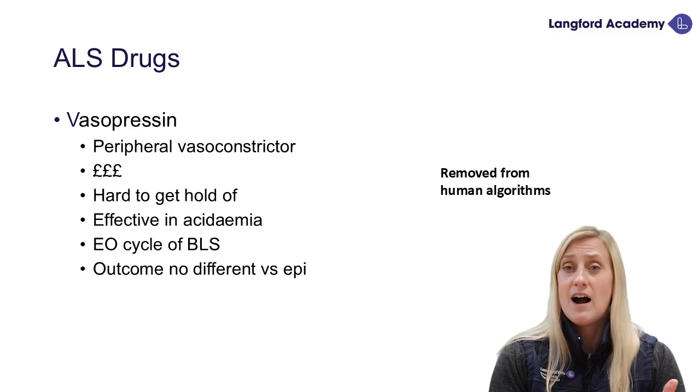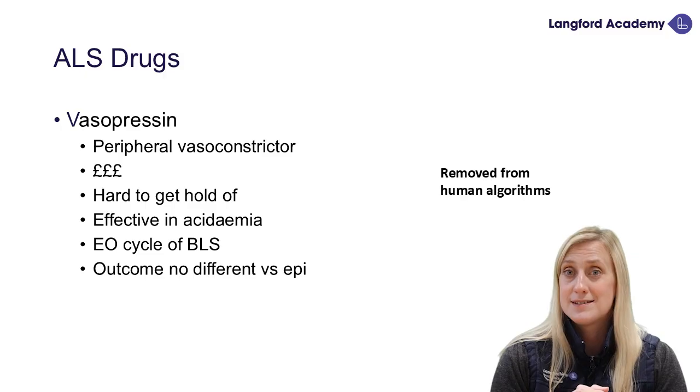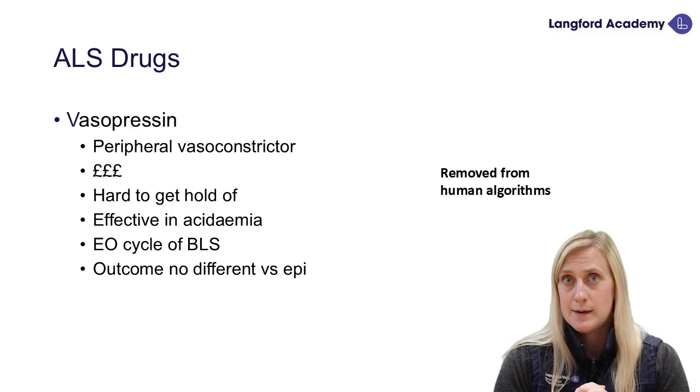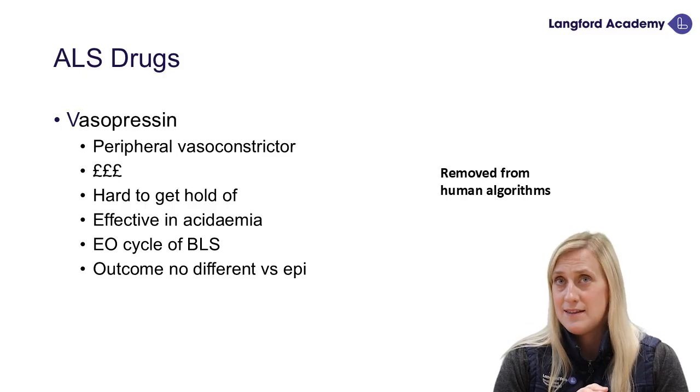Obviously, our patient's arrested, so they're very acidic. They have very high lactates. We're perfusing them by compressing their chest. So they're very acidic, and the environment's going to be very acidic. So vasopressin maybe would work more efficiently. This is very hard to get hold of, even in other countries, in the States.